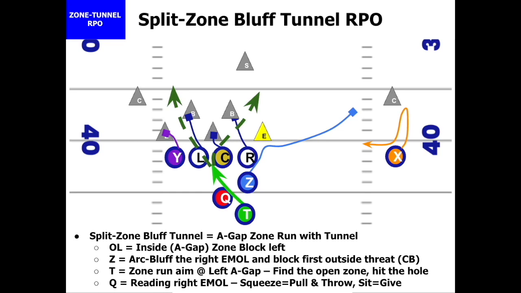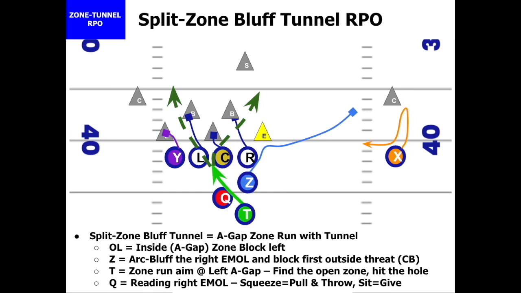O-line zone block left. The Z is going to arc bluff the right end man on line of scrimmage, which happens to be the DN. He's going to block that first outside threat, which happens to be the corner on the right side. The tailback is going to zone run to the left, aiming for that left A-gap. Find the open zone, hit the hole. Again, that's the great thing about the zone scheme.